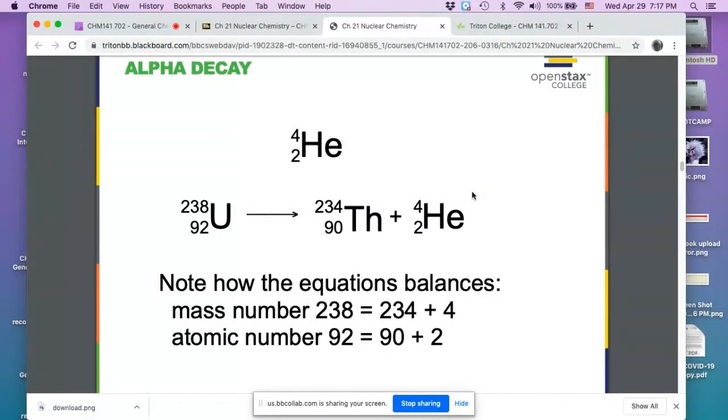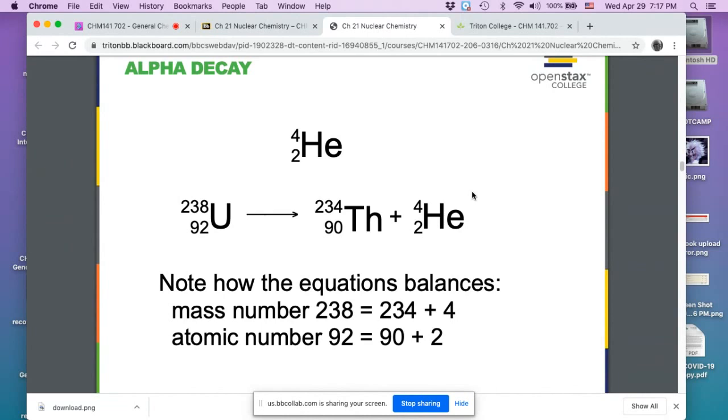After the decay, you now have a new element. You no longer have any uranium, you have thorium. The reason why it's thorium is it has a different number of protons. Instead of having 92, it's got 90. Also, during that decay, it lost a mass of 4, so now it's gone from 238 to 234. Now you can account for those changes by saying, okay, it's an alpha decay where you've got a 4 over a 2. Like it says here, note how the equations balance.